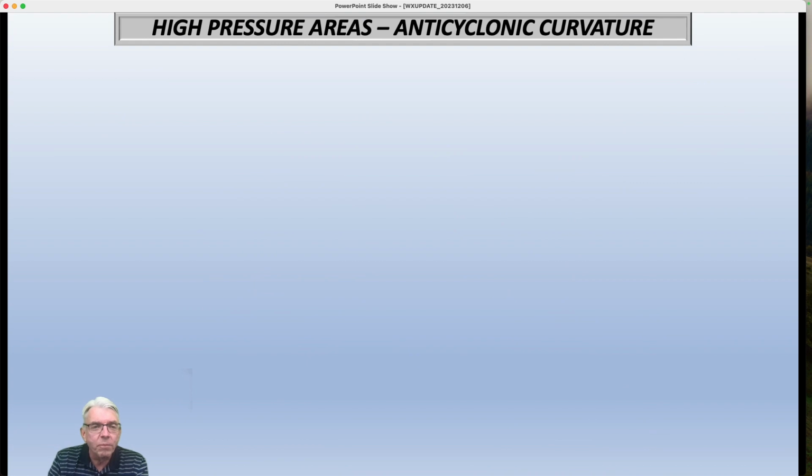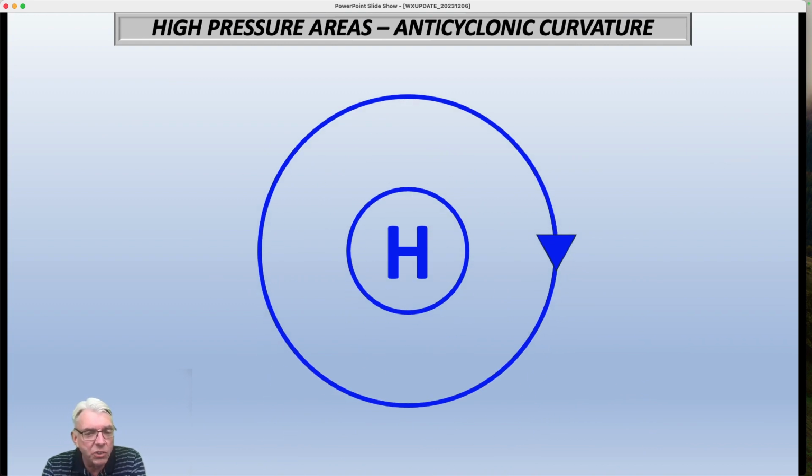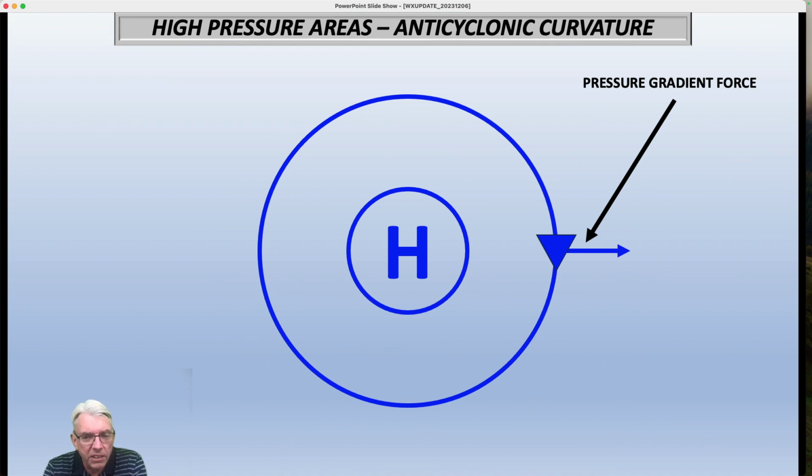So let's take a look at high pressure areas first here and anticyclonic curvature and see if we can make any sense out of this. So here I've drawn a couple of isobars around this area of high pressure, and I've got that one arrow there denoting the fact that the wind is going in a clockwise manner. Now, there are two forces that are balanced here, okay? The first one is the pressure gradient force. Now, you may remember us talking about this, and the pressure gradient force is always directed from high pressure to low pressure. So it would be directed out of the area of high pressure, away from it.